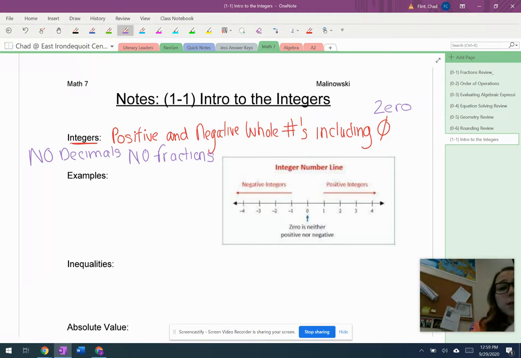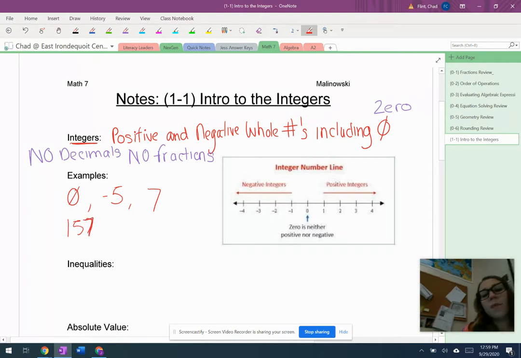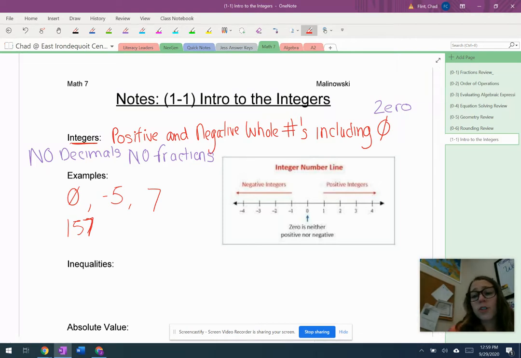So some examples of some positive and negative whole numbers. 0, obviously, -5, 7, 157 maybe if you're getting crazy. Any kind of whole number, no decimal, no fraction. I've got this little image here that just talks to you about a number line. Remember, 0 is neither positive or negative. That's why in our definition I have to make that little sentence about including 0, because 0 is not positive or negative. Negative integers are to the left of 0 because they're getting smaller, they're less than 0, and positive ones are to the right of 0 because they're larger.